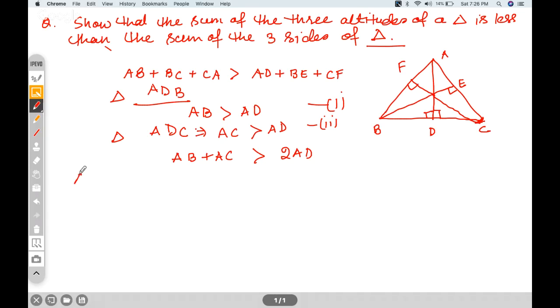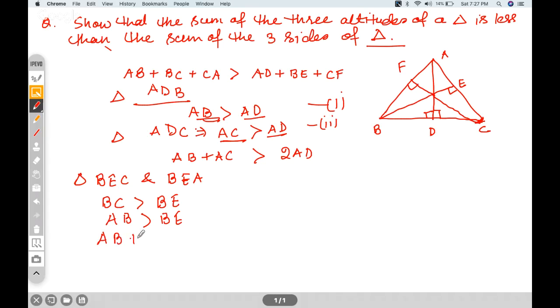Now I am taking triangle BEC and triangle BEA. So in triangle BEC, why they are? Because they are hypotenuse. Both of them are hypotenuse, so they would be greater than perpendicular. So here BC would be greater than BE and AB would be greater than BE. So AB plus BC greater than 2BE.